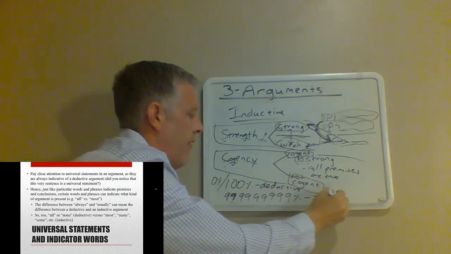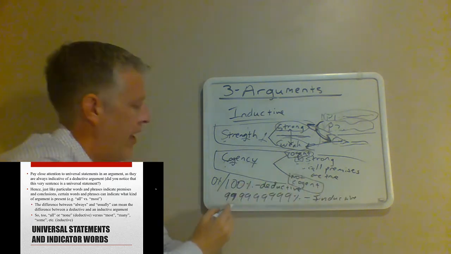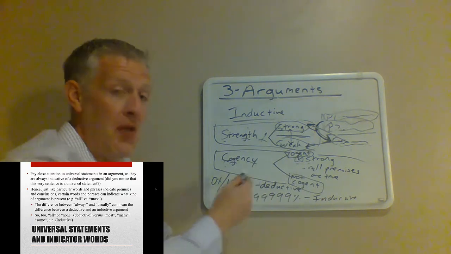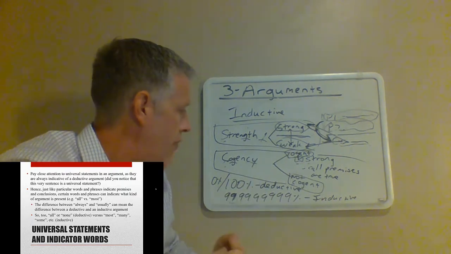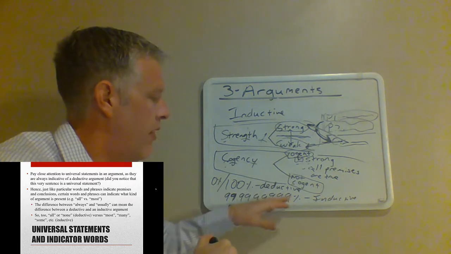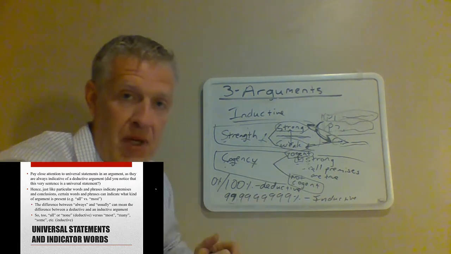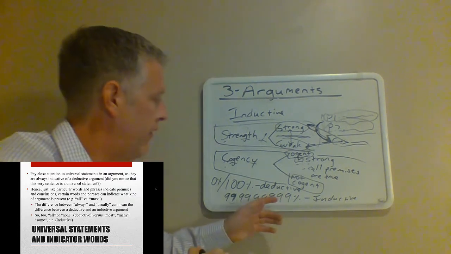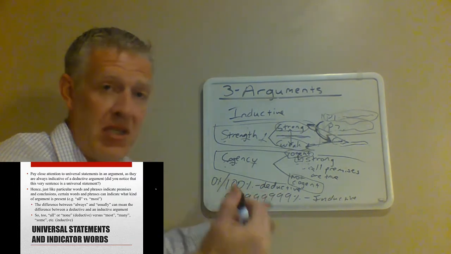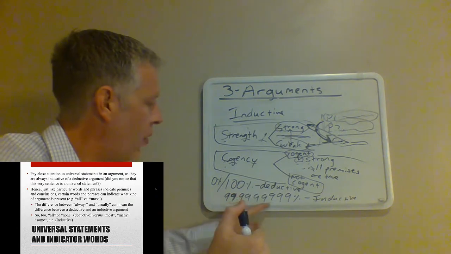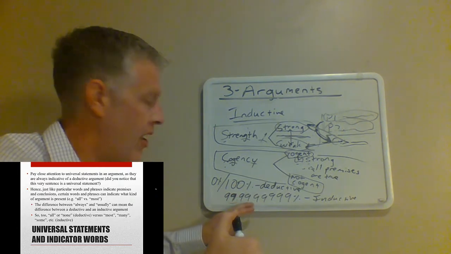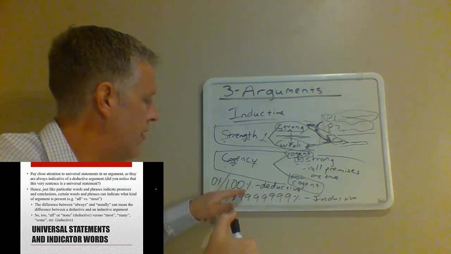Inductive, okay? It's still allowing for an exception. Now this would be an incredibly strong argument, provided this premise, whatever this was about, is well connected to the conclusion. I mean, it's probably going to be a very, very strong inductive argument, right? But it would be an inductive argument nonetheless because it's allowing for an exception. There's not that element of necessity, okay, versus this.